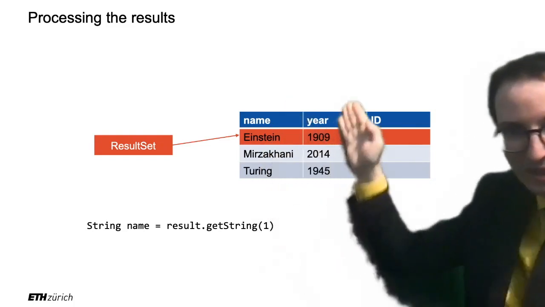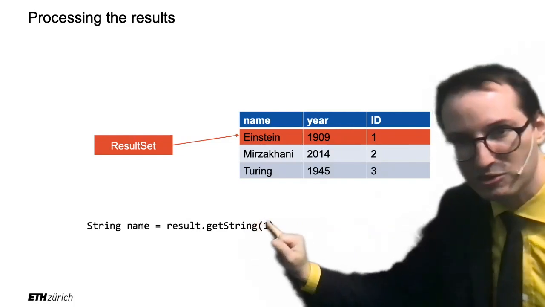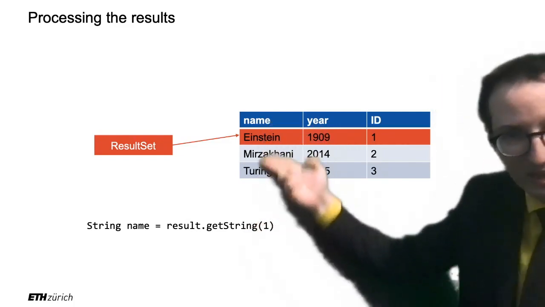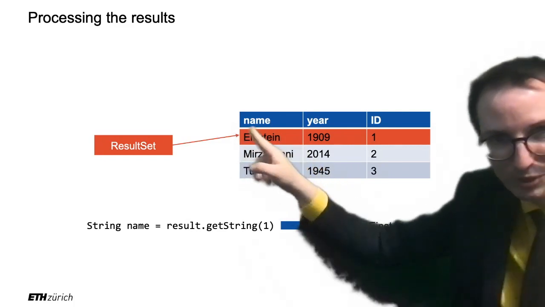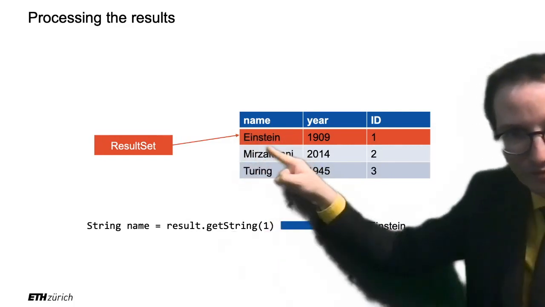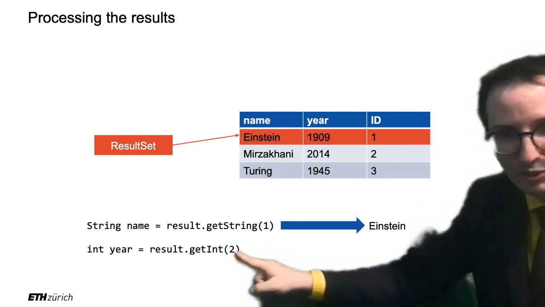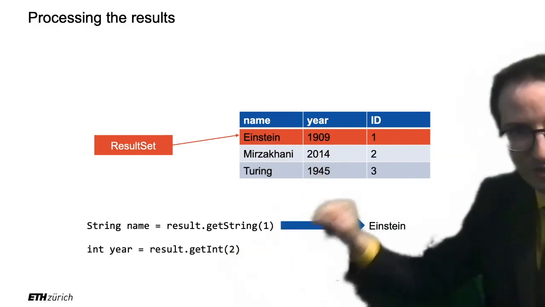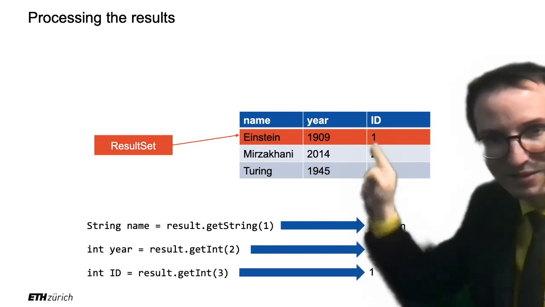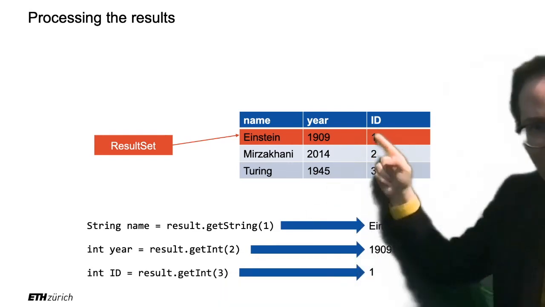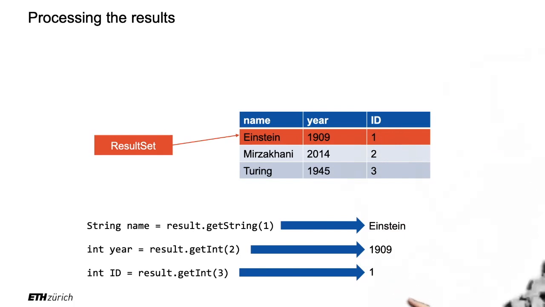So the first column is name, the second year and ID. So you say get string 1. You have to know that this is a string from the schema. And that returns Einstein, right? You're pointing to that tuple. Get string of the first column, that's Einstein. Then you say get int 2, because you know it's an integer, you get 1909, right? Then you get int again, it's an integer from ID, then you get 1. For whom is that clear? Right. So this is how it happens.